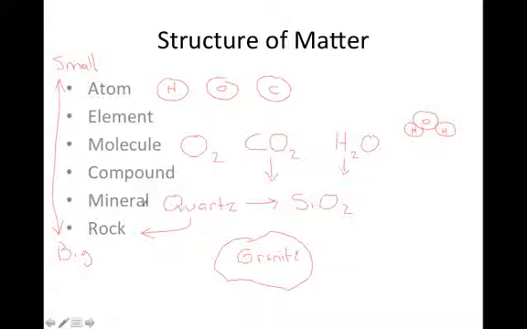Then when you get to a mineral, our example was quartz. All minerals have a chemical equation, or a chemical formula, so you know the proportions put together, and then rocks are made of minerals. Here's the big end, there's the small end.